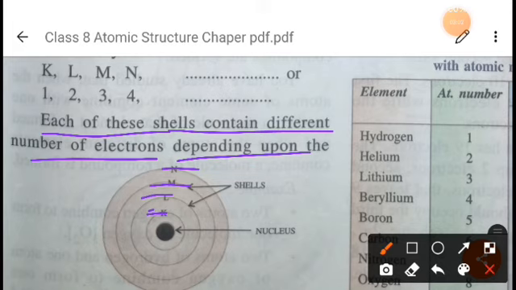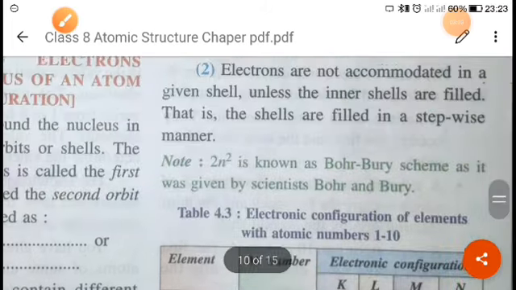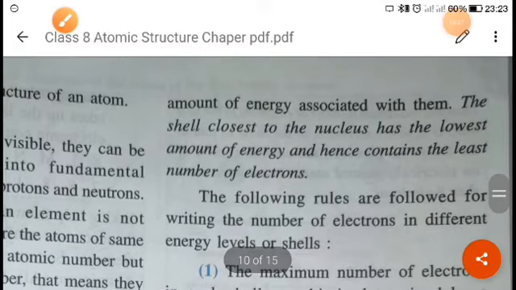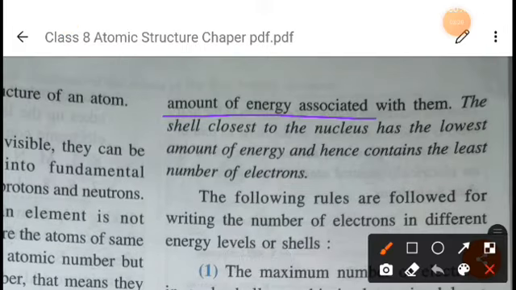The number of electrons which each shell has will depend upon the amount of energy associated with them, right? Each of these shells contains a different number of electrons depending upon the amount of energy associated with them. Means every shell will have a different number of electrons and a different amount of energy, okay? Different number of electrons and different amount of energy, right? I hope you have understood up to this.